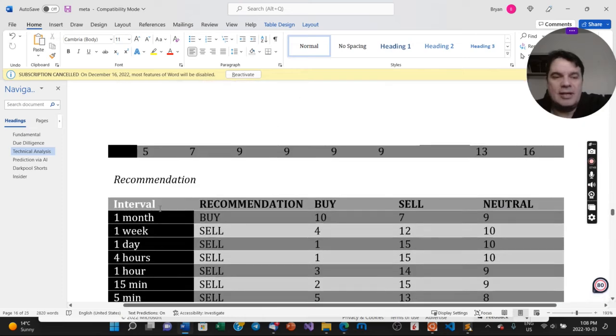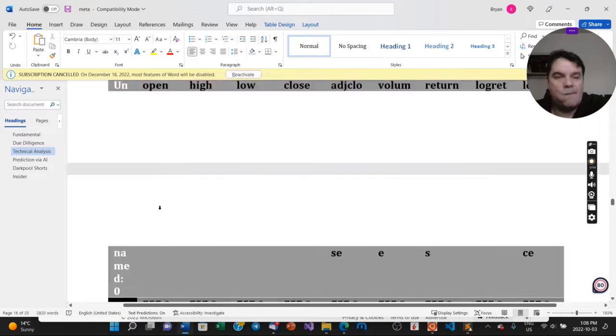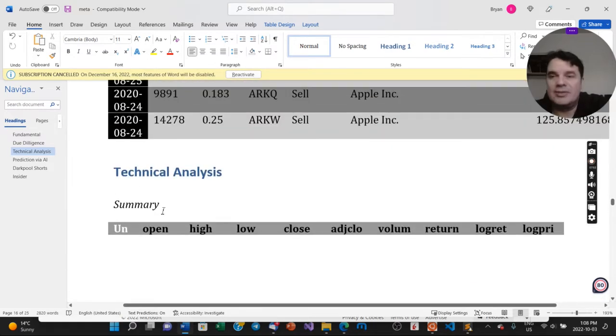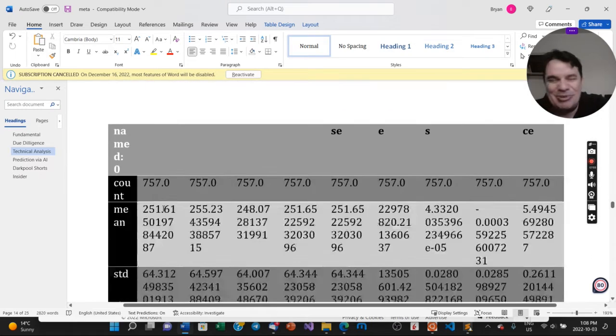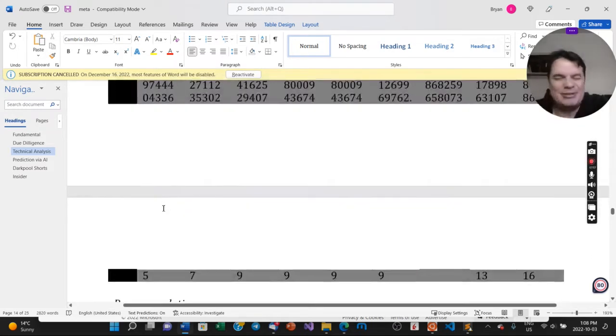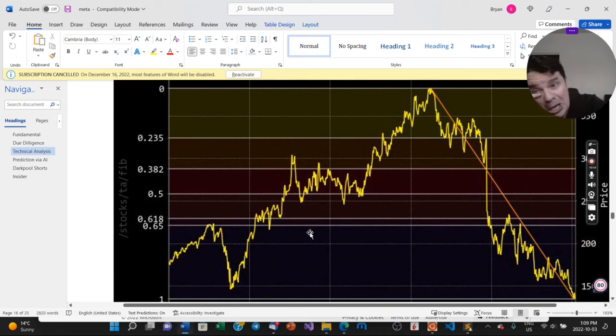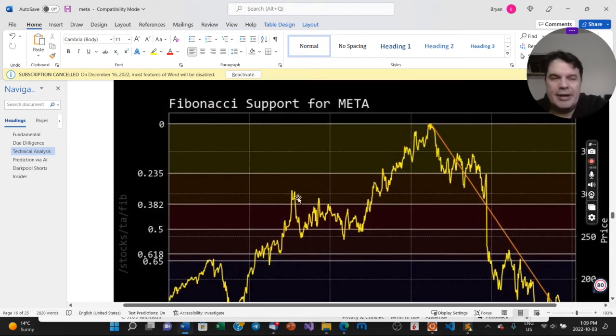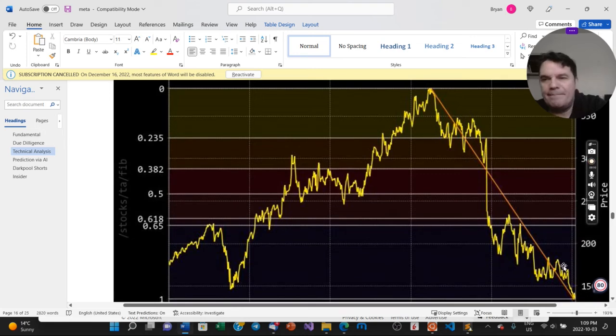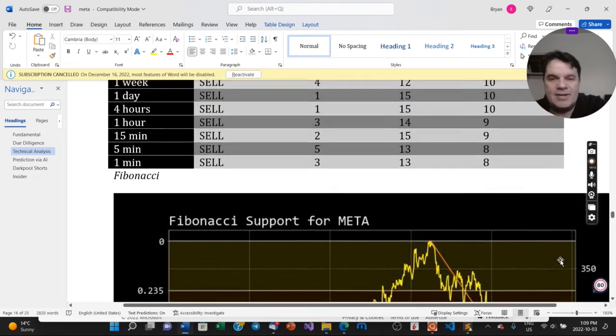Now we get into the technicals. I still have to rearrange these reports, but they're still fine. Okay, as I said, we're going to get into the technical analysis now. The first one's the Fibonacci, which has its levels as well. You can see that. This is Meta.